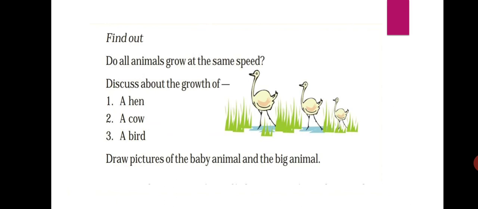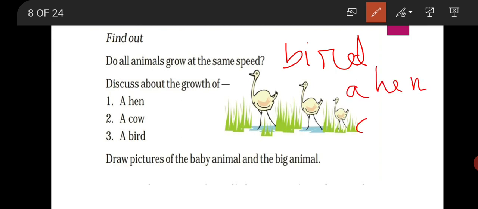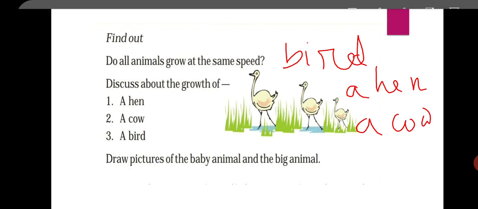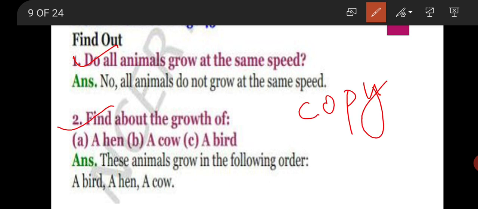Second, discuss the growth of a hen, a cow, and a bird. Now, according to me, the growth of a bird is the most rapid. Then the growth of a hen, and at last the growth of a cow. Now students, you have to write these questions and answers in your copy. First question, do all animals grow at the same speed? What I have written? No. Second, find about the growth of a hen, a cow, and a bird.